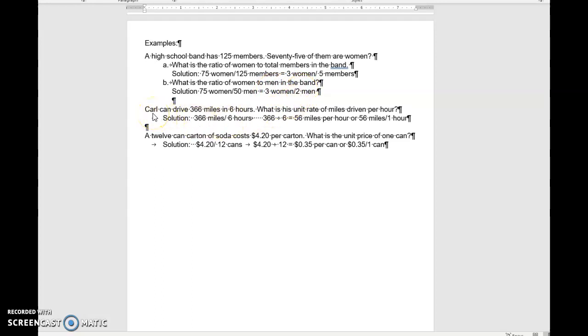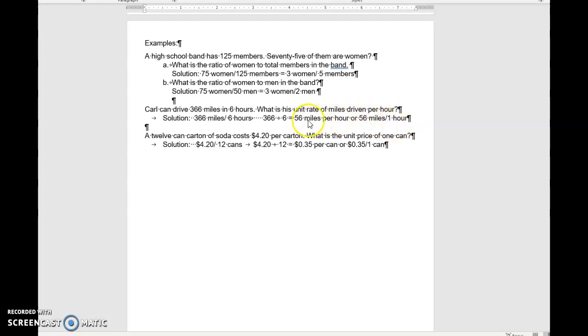Now, this is another example. Carl can drive 366 miles in 6 hours. This time, I want his unit rate of miles driven per hour. So the first thing I have to do is, this is a rate, and I have to set it up. I want miles over hours. So I put 366 miles over 6 hours. Now I reduce it. Since I want a unit rate, I want a 1 on the bottom. So I take the top number, divide it by the bottom. I get 61 miles per hour, or 61 miles over 1 hour.